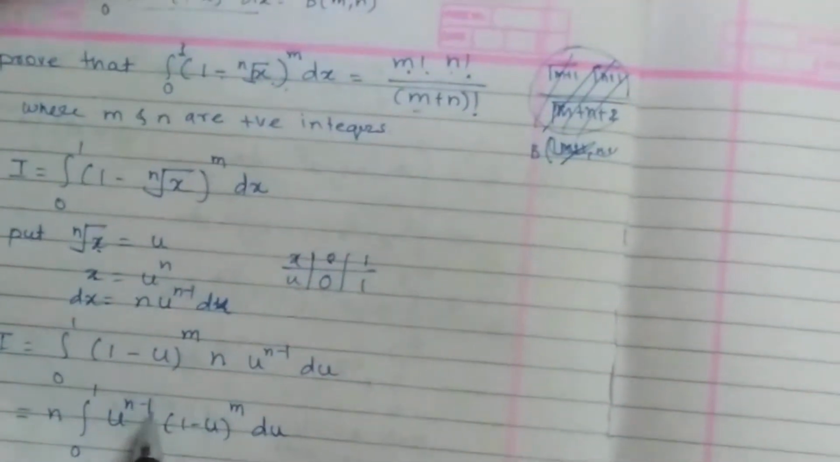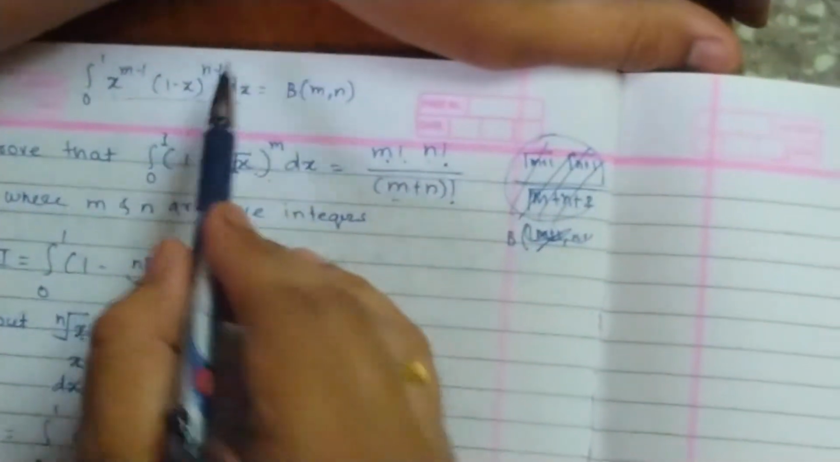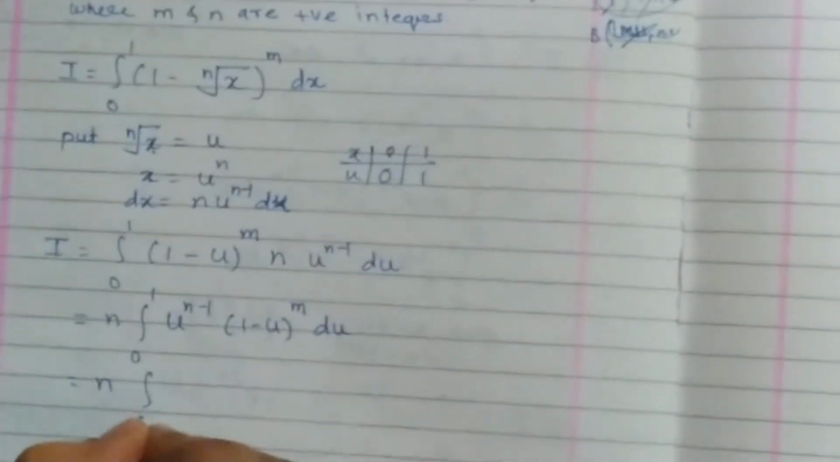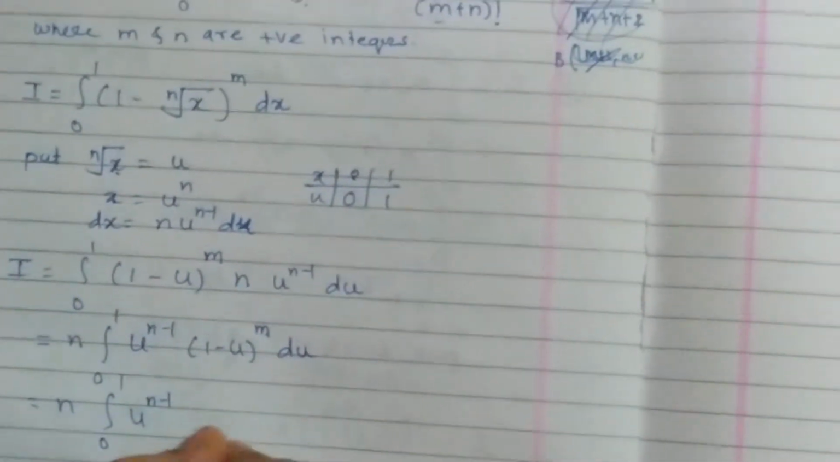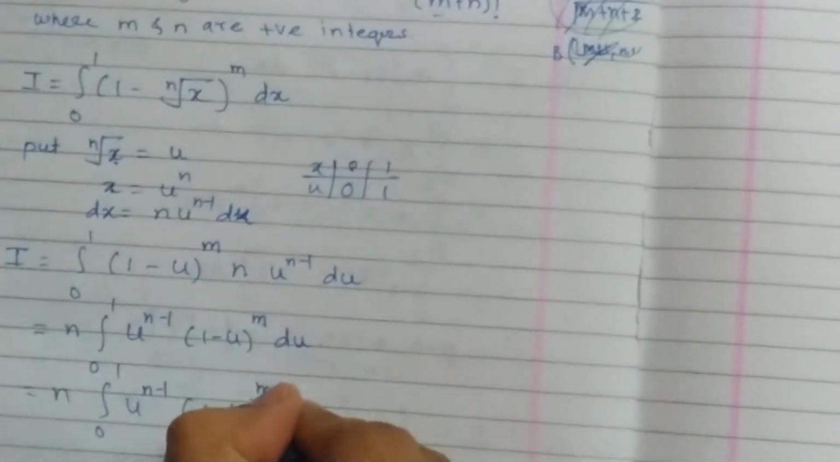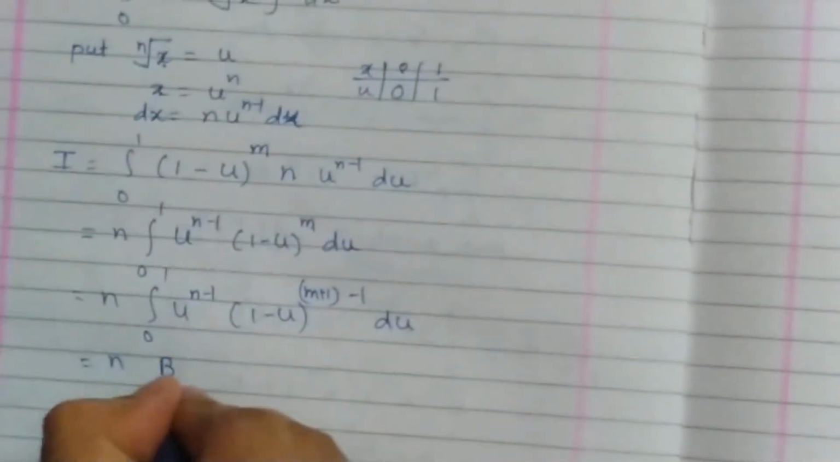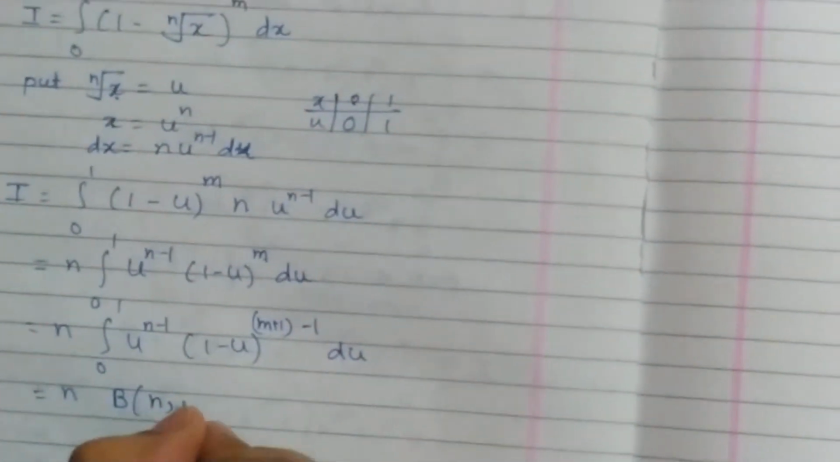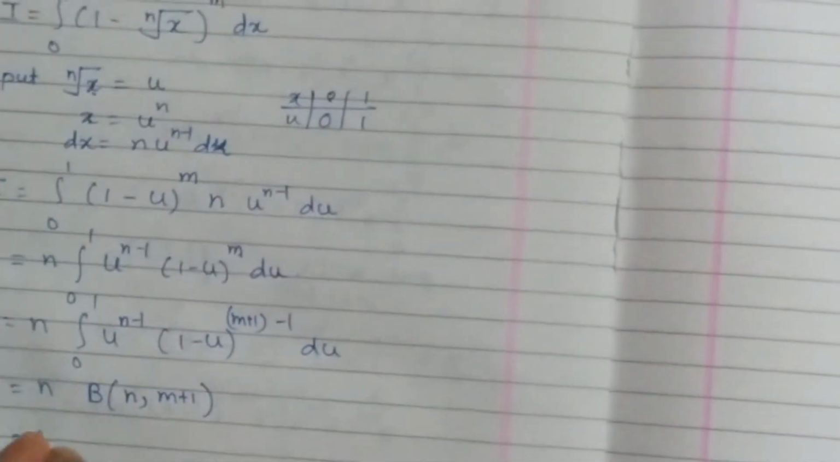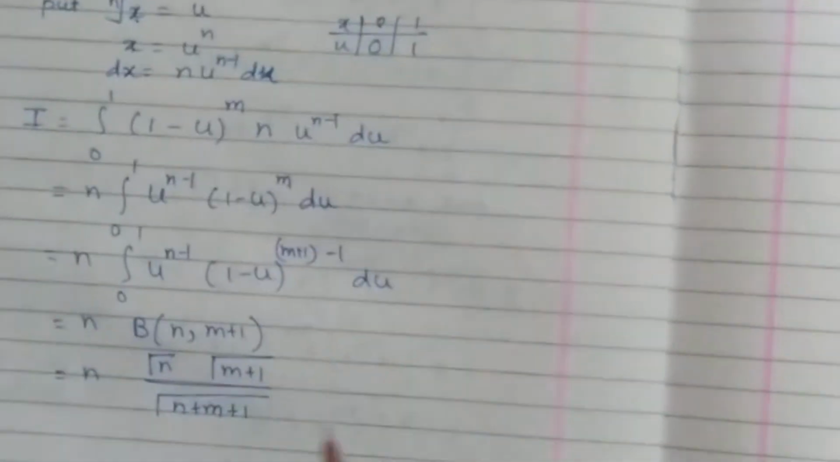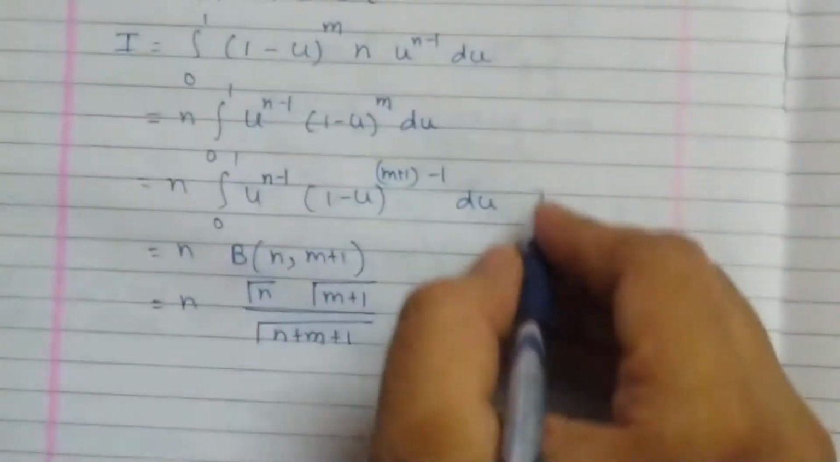Now we need to arrange these powers, as here it is m minus 1 and here it is n minus 1, but here it is m. Right now they are shuffled, but no need to worry. The integration from 0 to 1 of u raised to n minus 1, (1 minus u) raised to m plus 1 minus 1, du. So this is beta of n comma m plus 1, which is nothing but gamma of n into gamma of m plus 1 divided by gamma of n plus m plus 1.